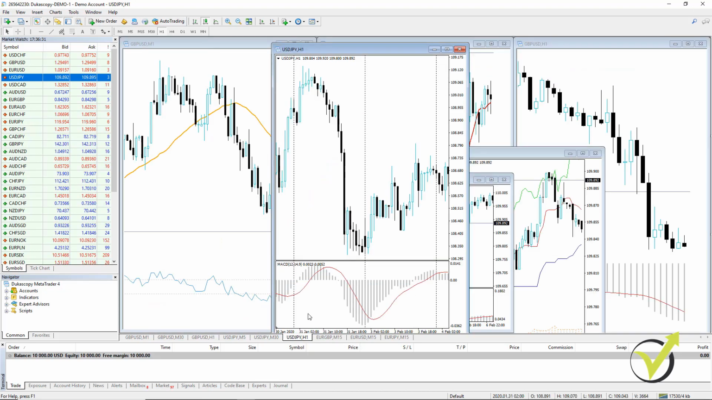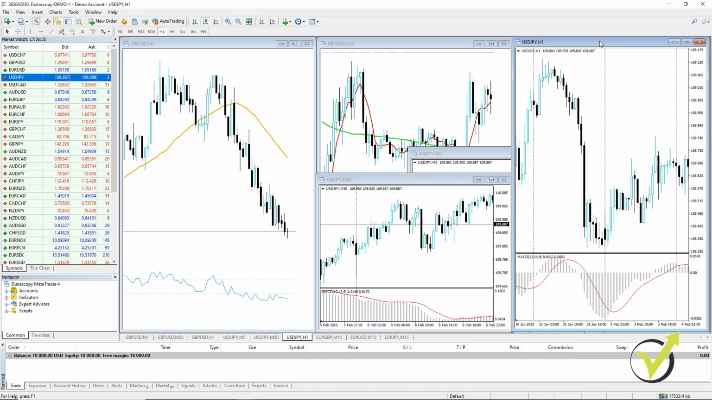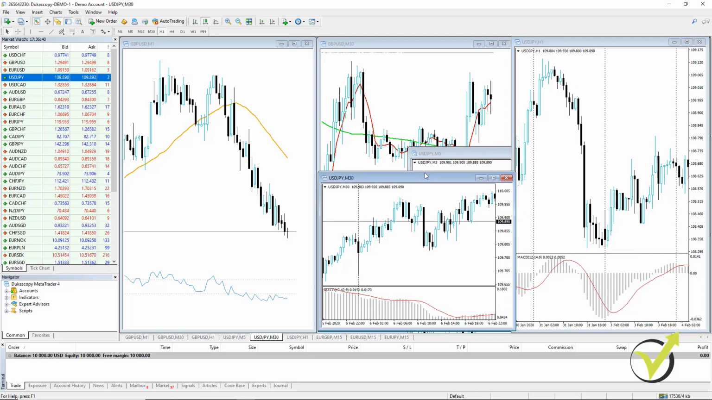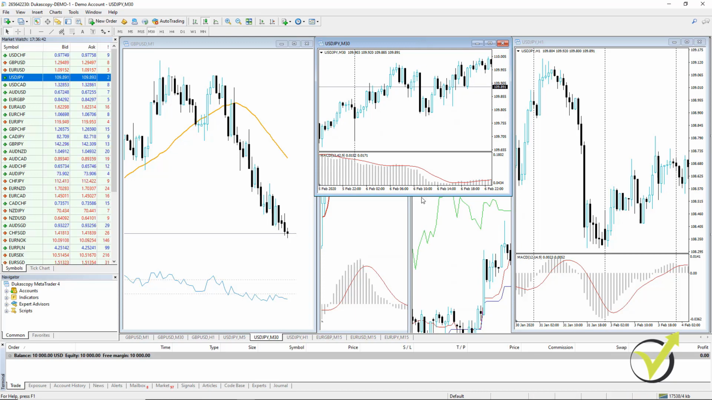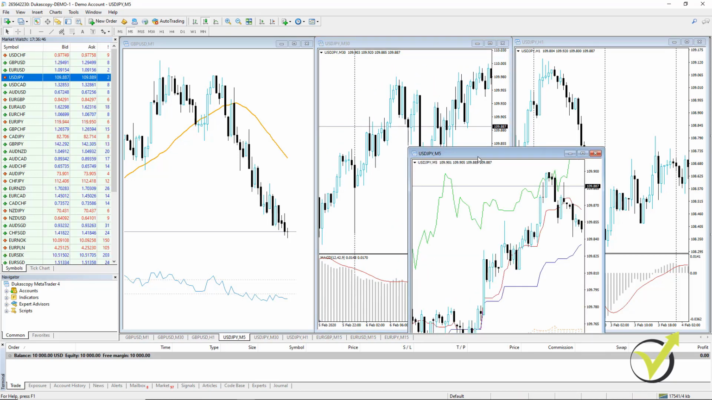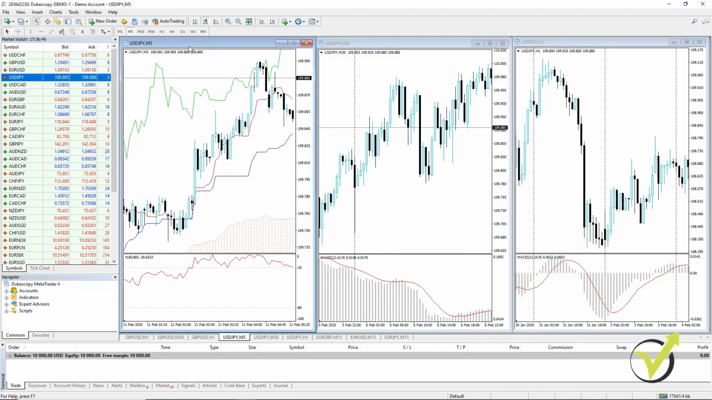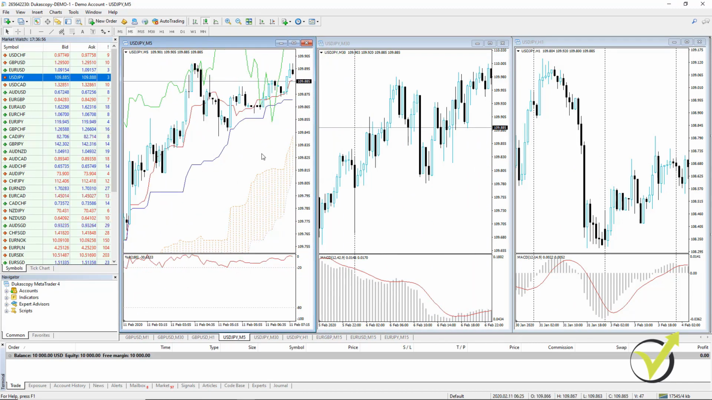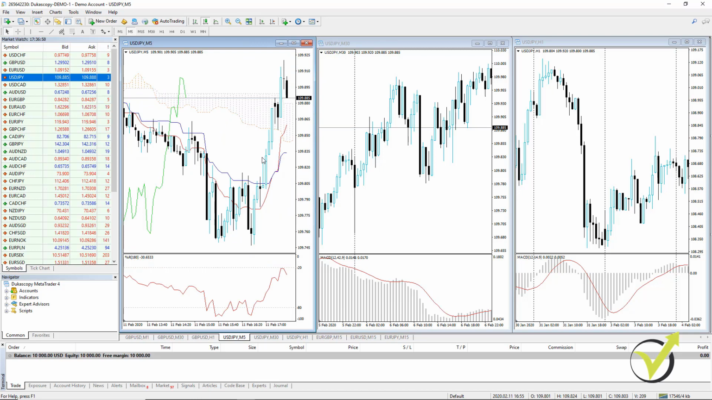Now let me arrange the chart so they will be more visual again. Here is the H1 chart, then I will have the M30 right over here, just like I did for the pound dollar, and the M5 I will place it right over here. Let me move to the end. I just press the end button on my keyboard to go to the end.